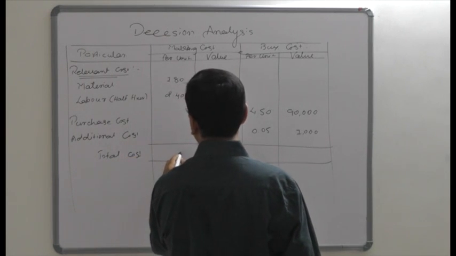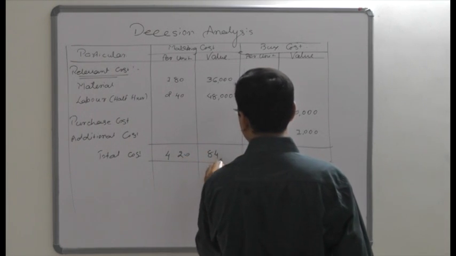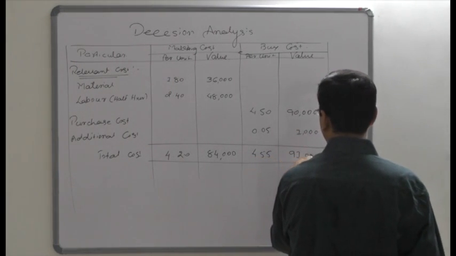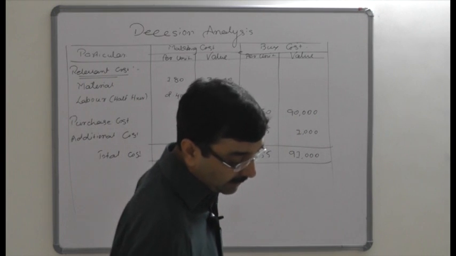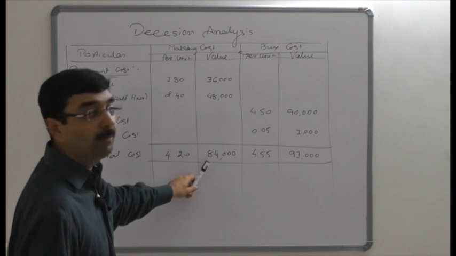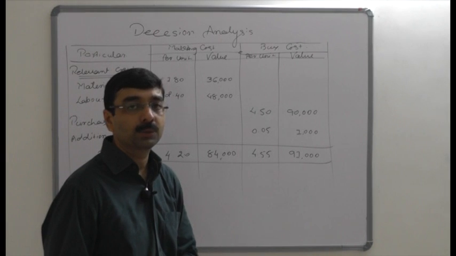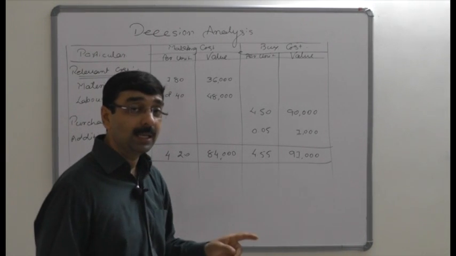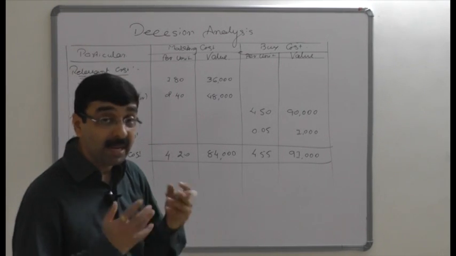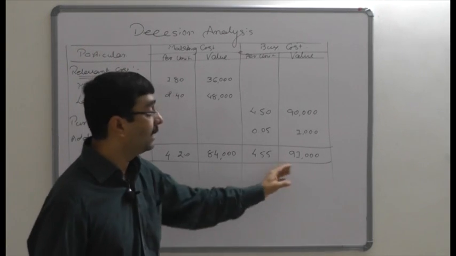So just see how much cost is incurred here, the total cost. Here it is 4.20 and 84,000, and this is 4.55 and 91,000. So if you identify the amount of cost incurred in case of making this product, it is 84,000, and if you are purchasing from outside, it comes to 91,000. It is very clearly identified that the per unit cost of making is cheaper than the buying cost from outside, as well as in the total value also.